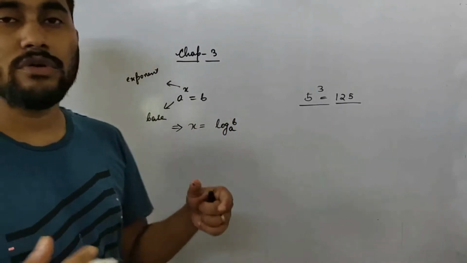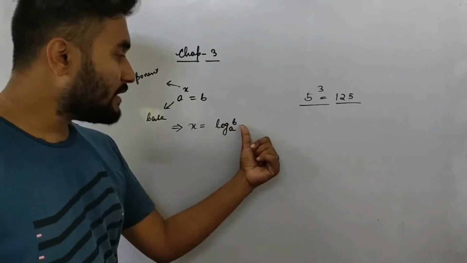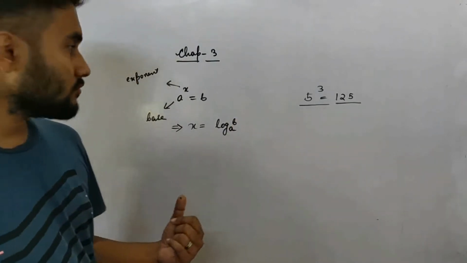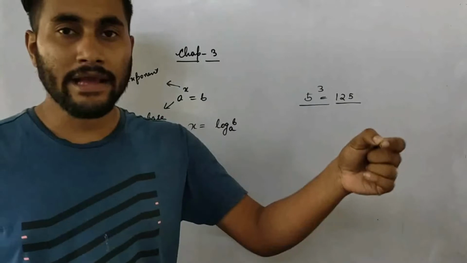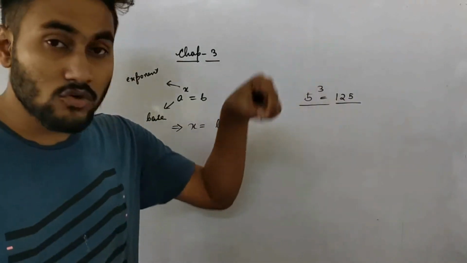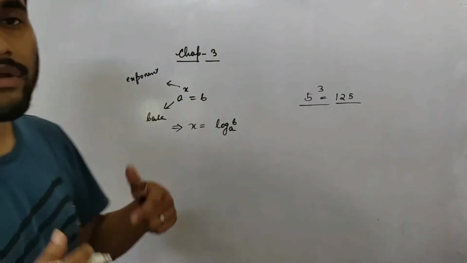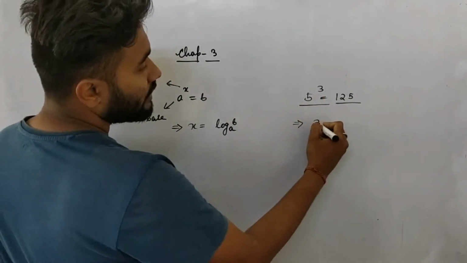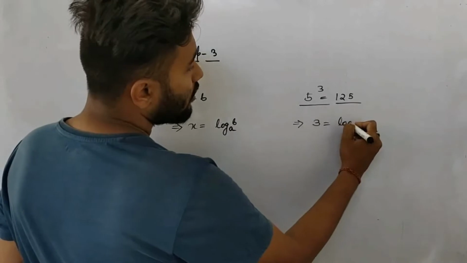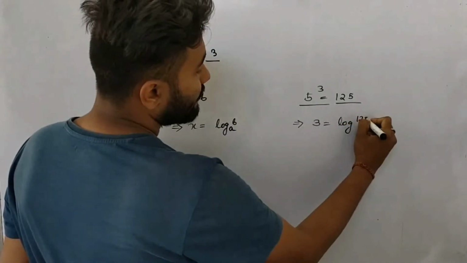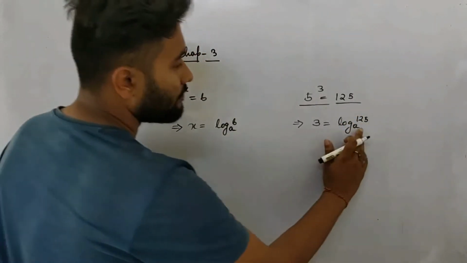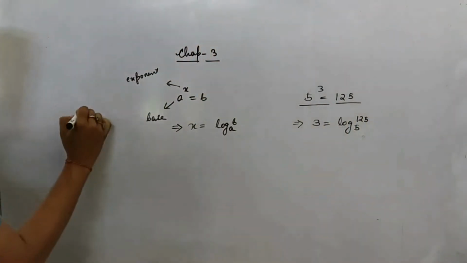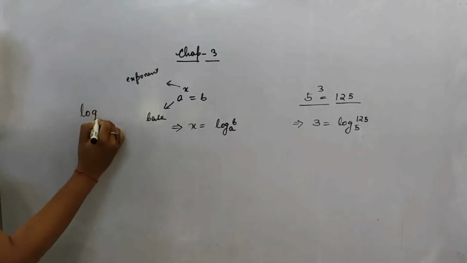How do we read this one? Log b to the base a. Like we say a to the power x, we say log b to the base a. Understood? This is how we read that one. So over here what can I say? 3 will be equal to log 125 to the base 5. Understood?